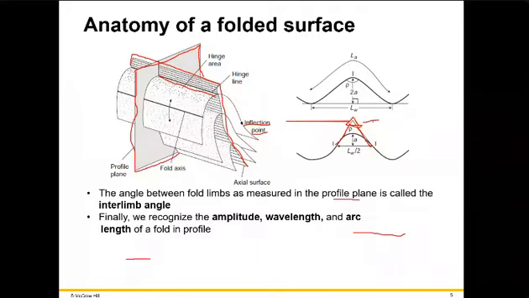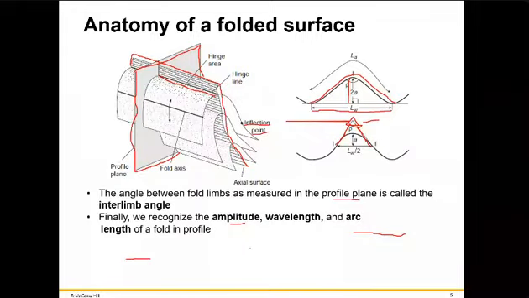And then we finish off with those terminologies talking about amplitude, all right? The amplitude essentially is this length here, this length here, okay? And then the wavelength is this length here. And then the arc length of the fold is when you take the limb and you measure from one limb to another. Take the arc, okay, that gives you the arc length of the fold.